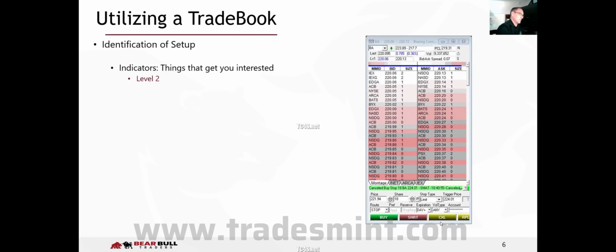Well, it could be the level 2. Maybe you start seeing, even though this BA doesn't have any here, a large ask going in, or maybe a large bid. You've got a lot of orders on one side. So that gets you excited and you want to pull up BA onto your chart.